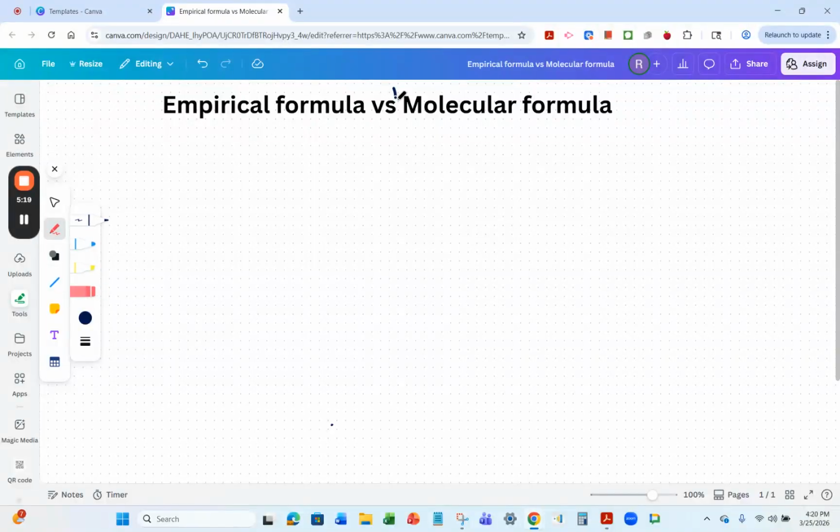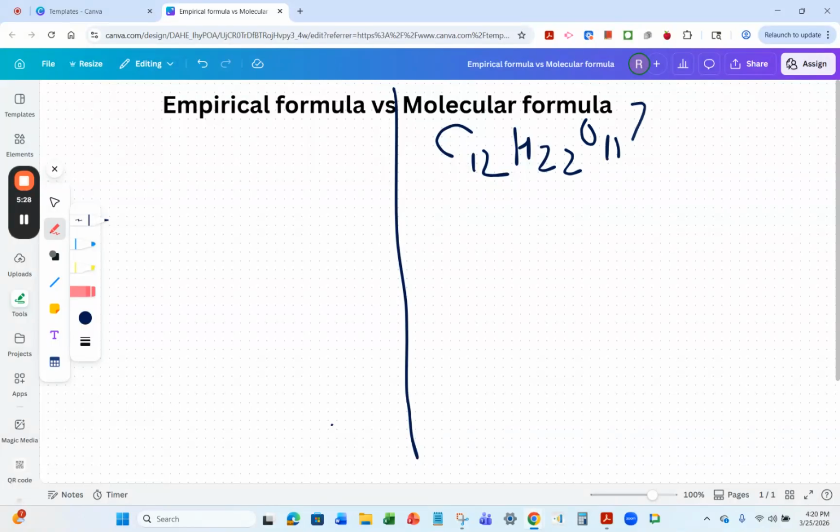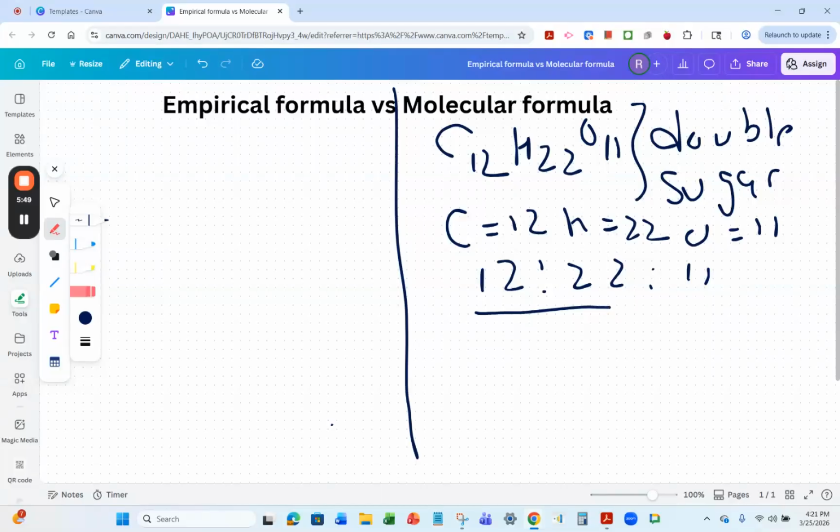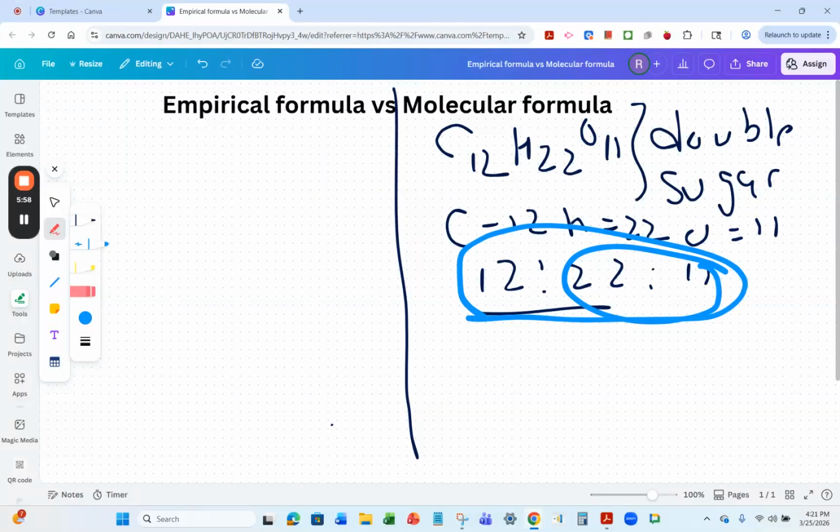So let's take one more. Let's say you have this formula C12H22O11. This is a double sugar, by the way. Okay, so what's the atomic ratio? The atomic ratio here is for carbon 12, hydrogen 22, oxygen 11. So can you simplify this ratio further? I can simplify these two or these two, but I cannot simplify all these three together. So what does it mean? We don't have any empirical formula?